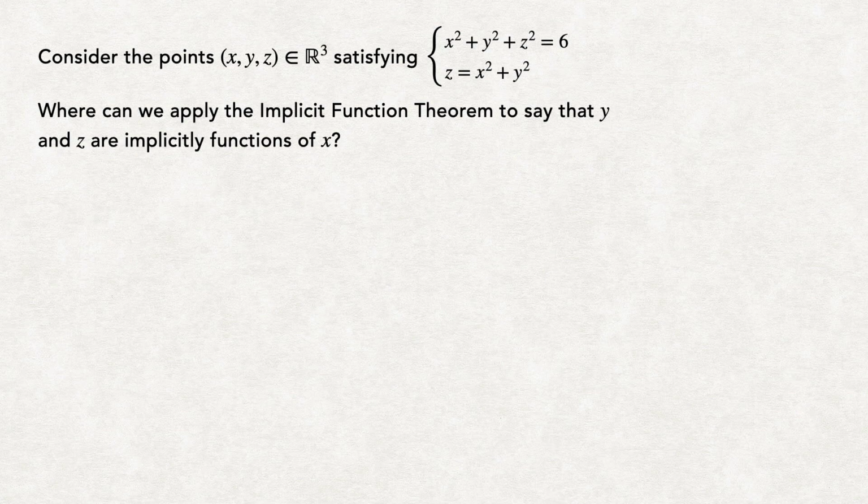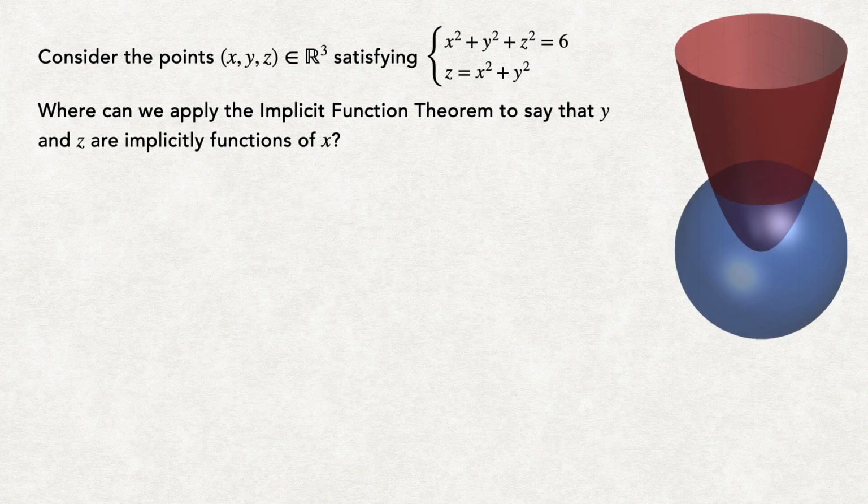There is one way to approach this problem that I did not tell you to think about, but it's what I'm actually going to start with. In this particular exercise, I can actually imagine what the graph of both of these equations looks like in R3. X squared plus y squared plus z squared equals 6 is the equation of the sphere of radius 6 centered around the origin. On the other hand, z equals x squared plus y squared is the most classic looking paraboloid, so here they are. We have the paraboloid and the sphere.